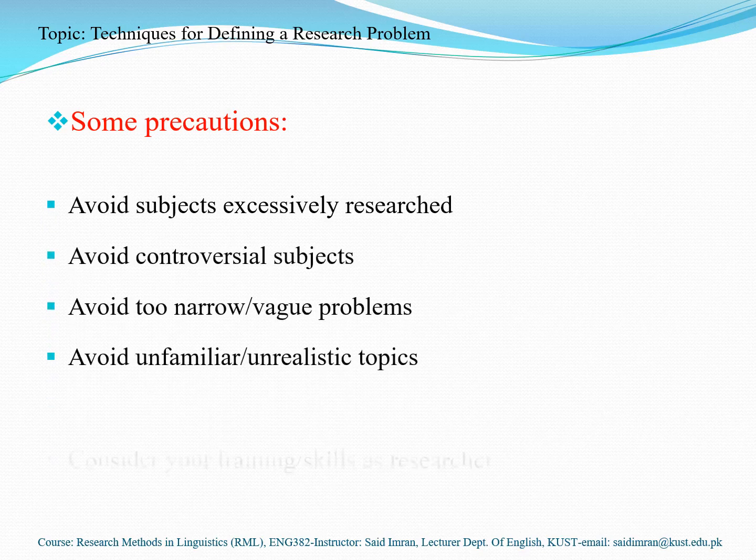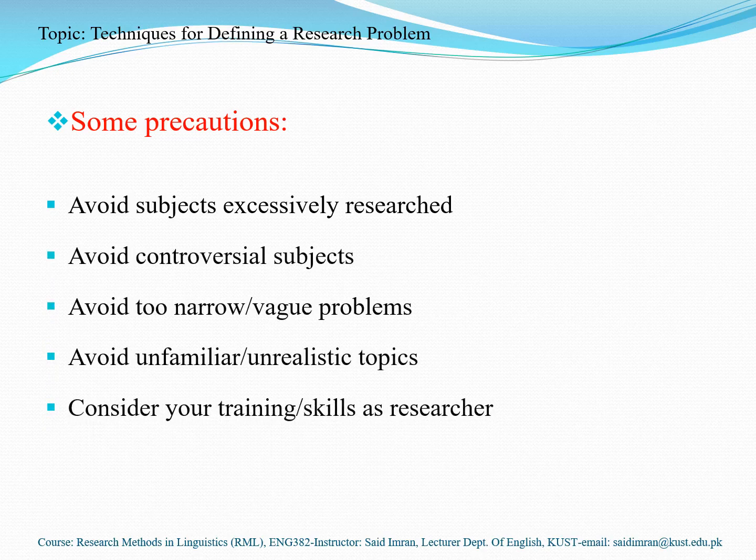Now, we need some precautions as far as stating the research problem is concerned, identifying it, and how to formulate it. Some of the precautions are here. For example, we should try to avoid subjects which are over researched or where excessive research has been carried out on some topics or subjects. So we need to avoid those subjects, because for novice researchers, beginners, it's very challenging to throw some fresh light on those subjects on which there is already sufficient research.